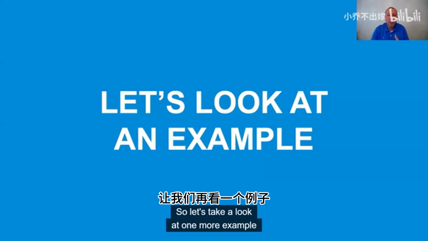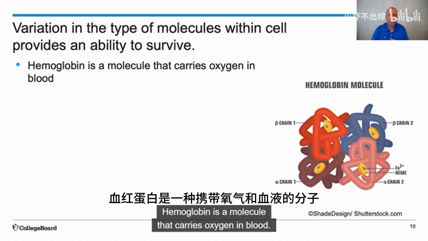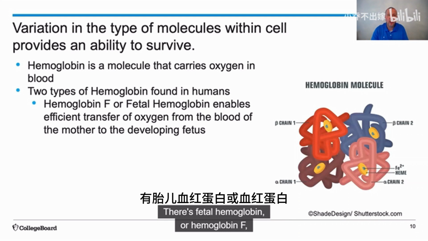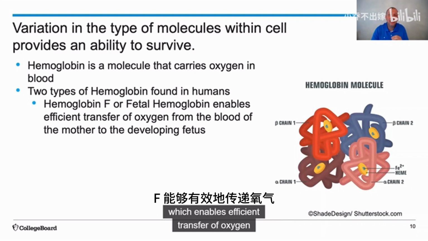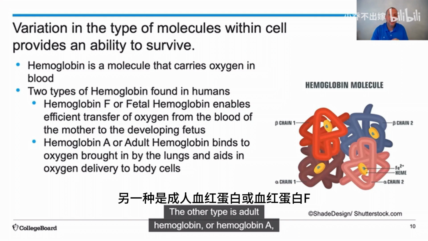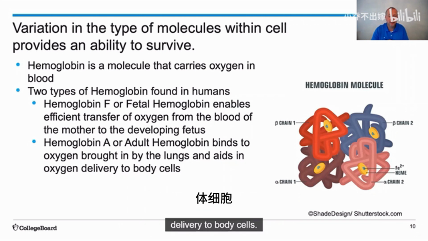So let's take a look at one more example to illustrate the concept of molecular variation. Hemoglobin is a molecule that carries oxygen in blood. There are two types of hemoglobin found in humans. There's fetal hemoglobin, or hemoglobin F, which enables efficient transfer of oxygen from the blood of the mother to the developing fetus. The other type is adult hemoglobin, which binds to oxygen brought in by the lungs and aids in oxygen delivery to body cells.